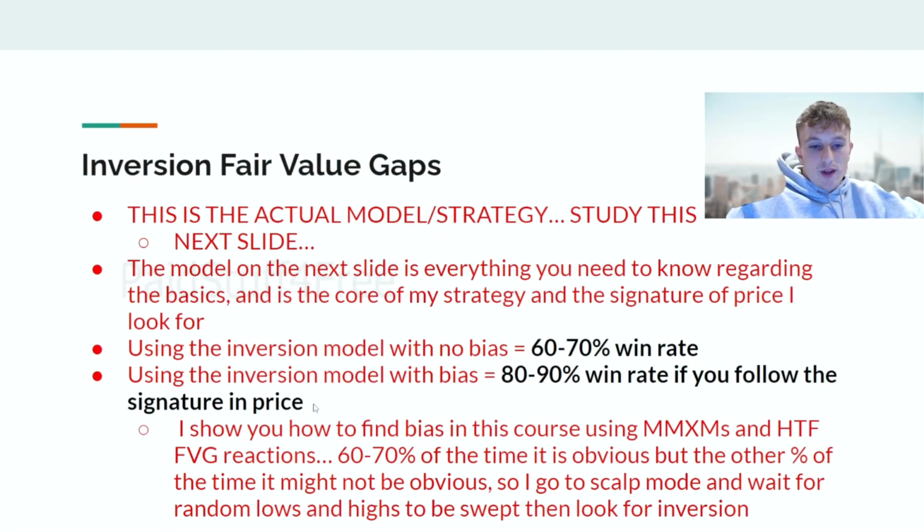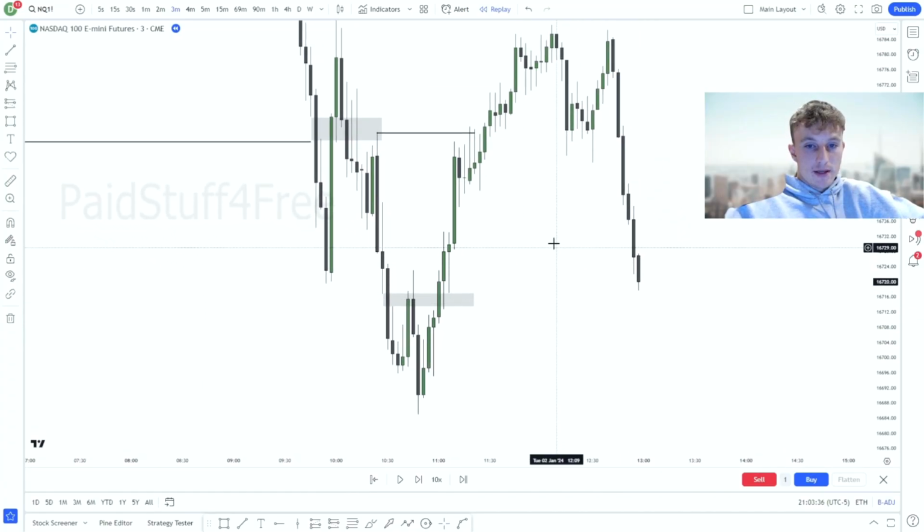So using the inversion model with bias is what I do, is a 80 to 90% win rate, and you have to be still following the signature and price. So I show you how to find bias in this course. I show you how to find market maker models, right? Using internal and external liquidity. And that's where I'm looking for inversion. So I'm looking for the market maker model first. I'm looking for the bias using an inversion on the higher time frame, and then I go to the lower time frame, and that's when I look for the model.